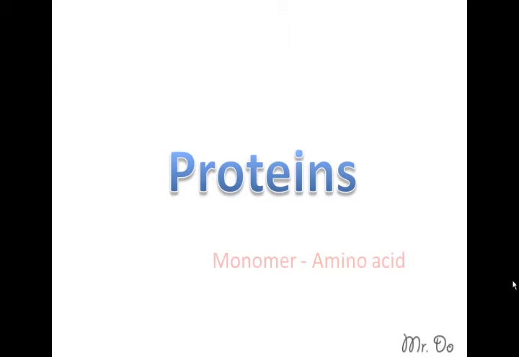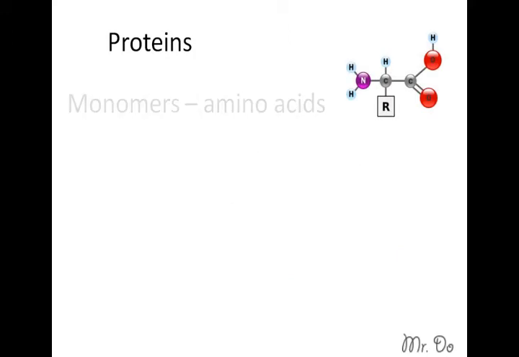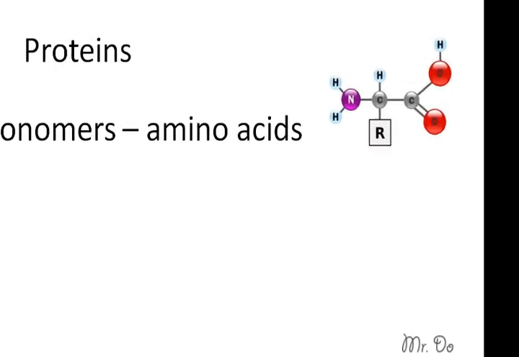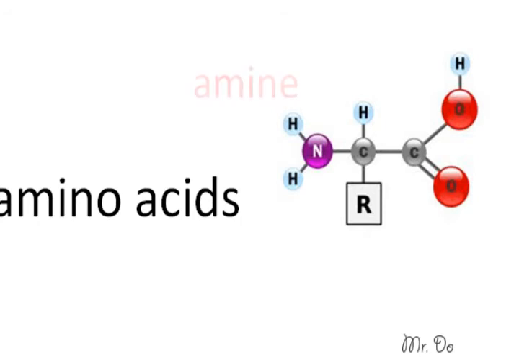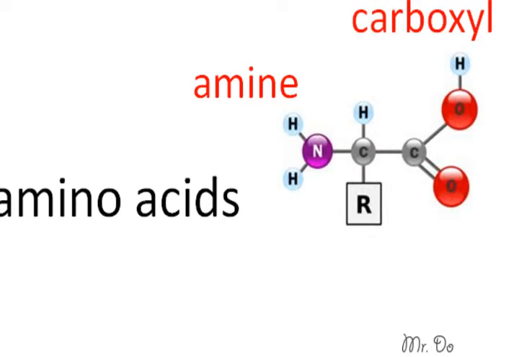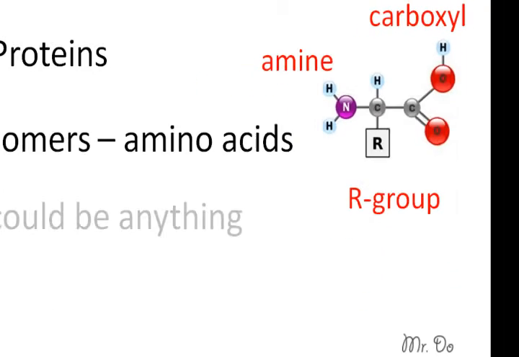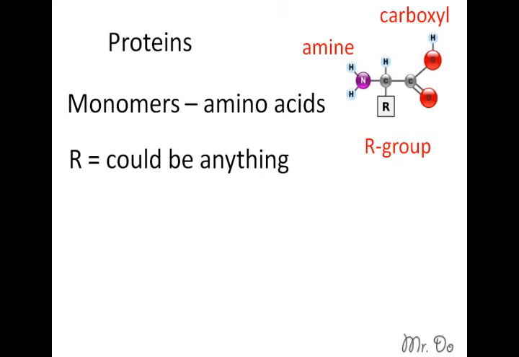Proteins. The monomer of proteins are amino acids. To review the amino acid, on the left hand side we have the amine group, and on the right hand side we have the carboxyl group, which is the C and the 2 O and the H. And on the bottom we have the R group. In biology, the R group represents anything, just like in math, X is the variable. Biology scientists prefer to use the letter R.